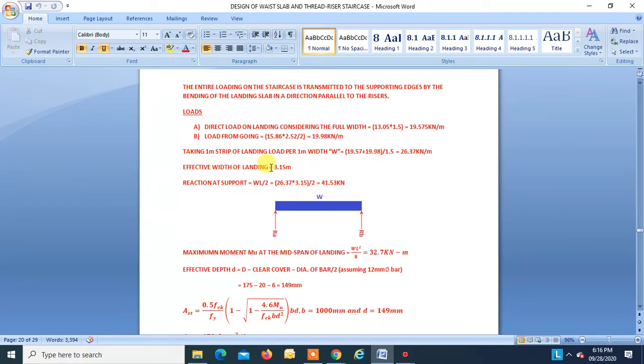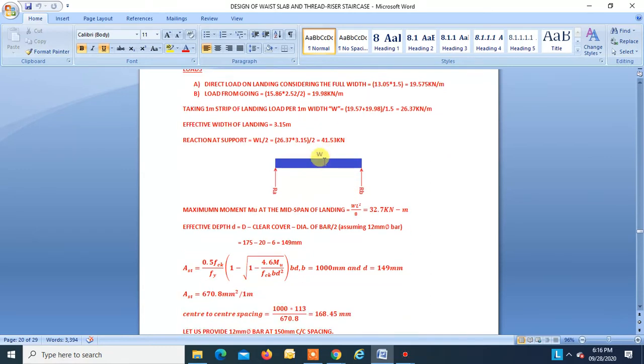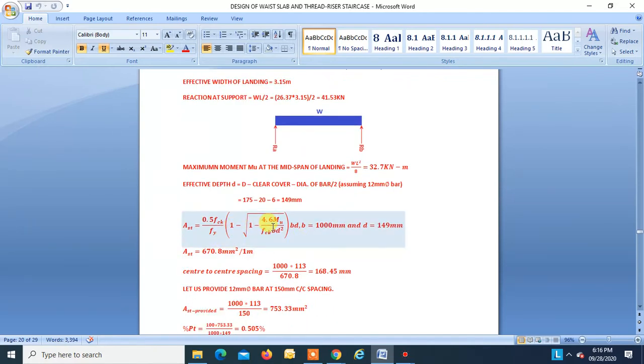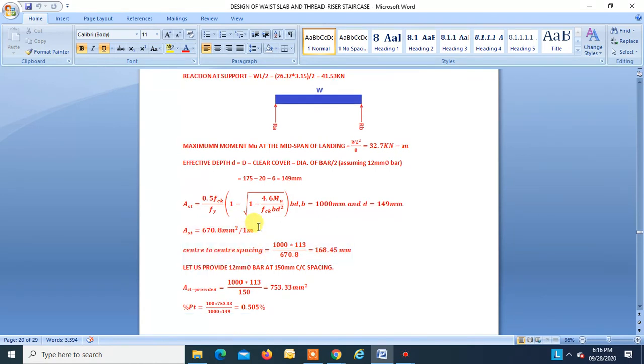Okay. Effective width of landing, that is this, is 3.15. Okay. Reaction is W into L divided by 2. RA is equal to 41.53. RB is equal to 41.53. We can find the maximum moment at the midspan, that is WL square by 8, that is 32.7 kilonewton meter. The effective depth D is found to be 149. So putting the value of Mu and D in this formula, we get Ast as 670.8 mm square per meter.